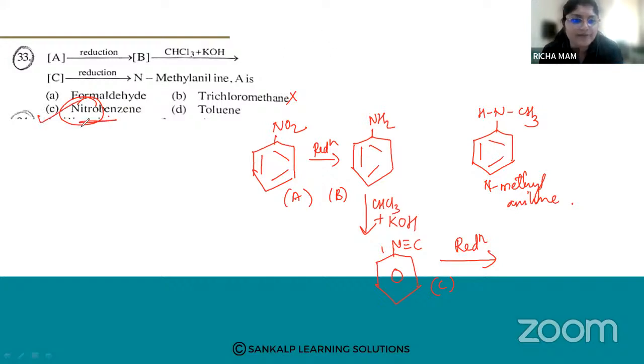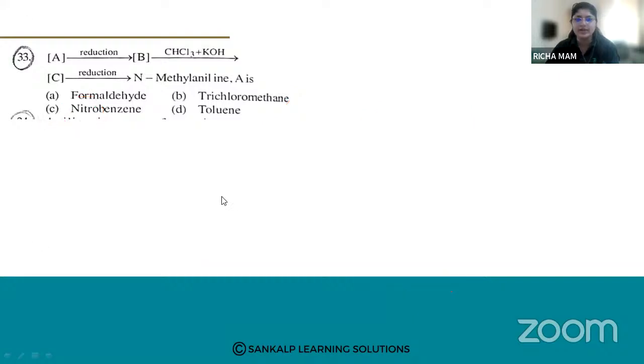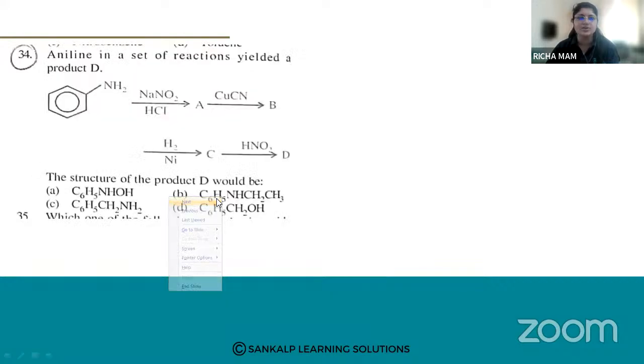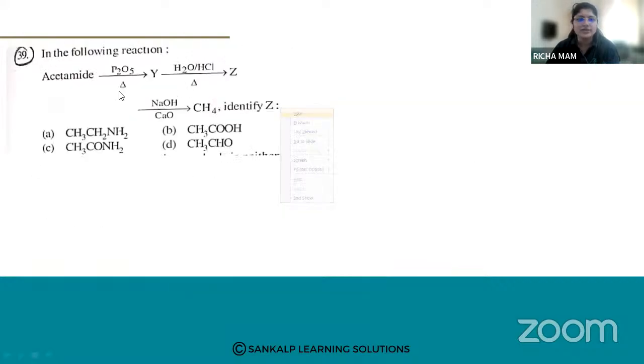We know that from nitrobenzene, if we do reduction, we can obtain aniline, then we can follow the set of reactions given, and we will get the required product. Okay, so option number C is the correct answer, nitrobenzene. Yes, whoever has answered option number C, very good. So let us go for the next one.